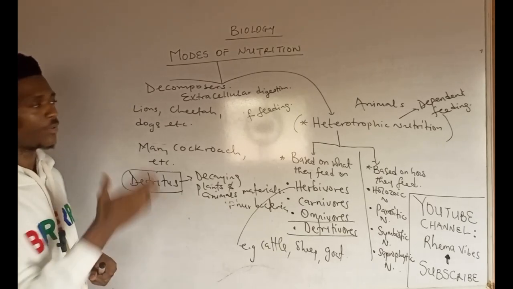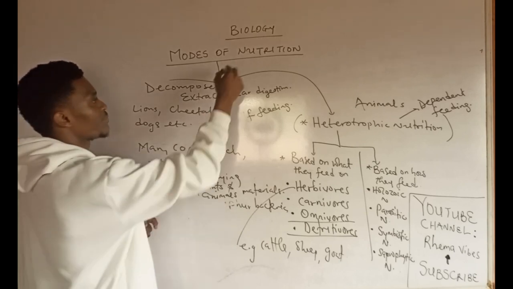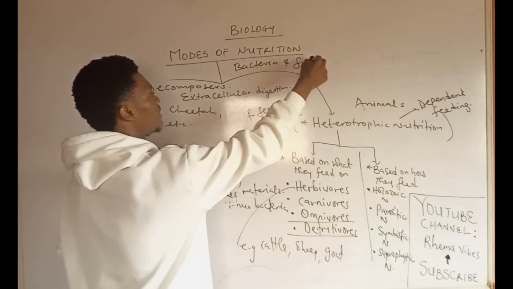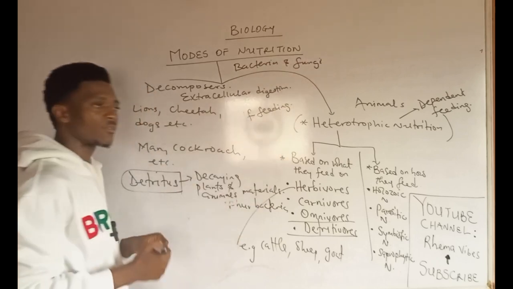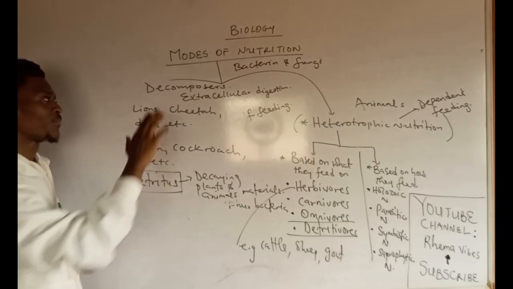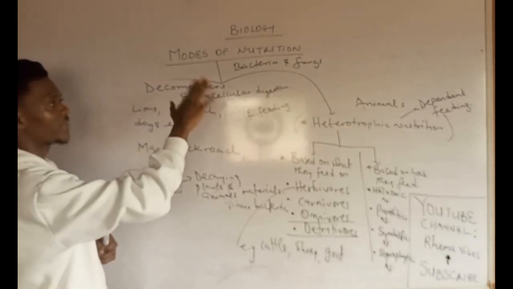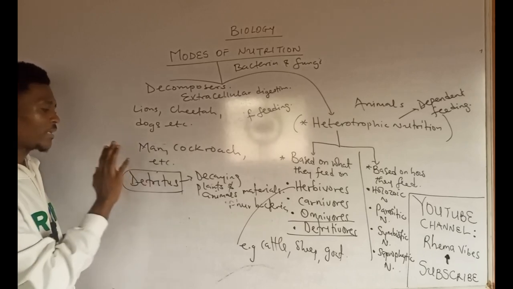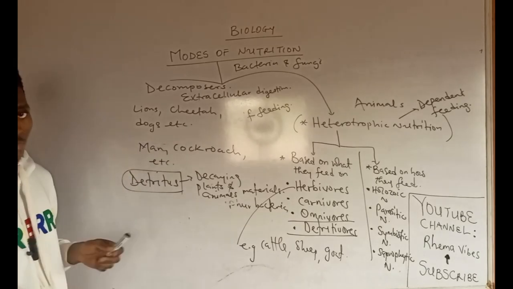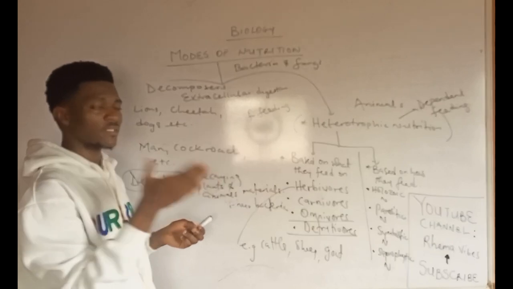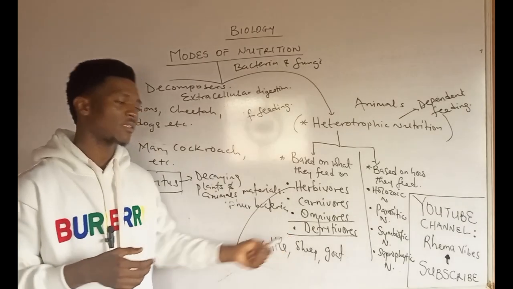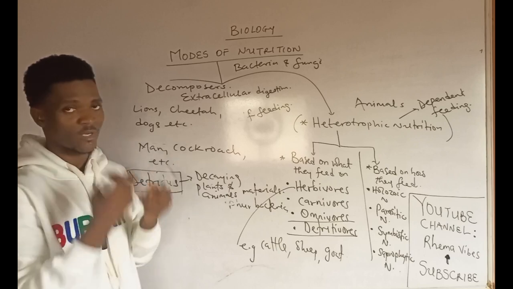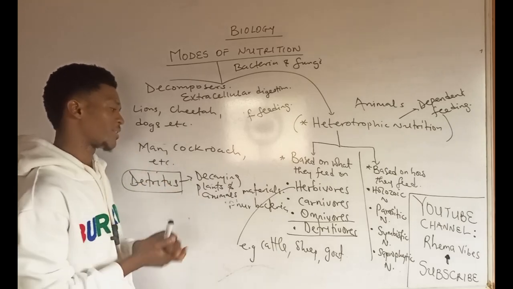And classical examples of decomposers are bacteria and fungi. Any other organism that feeds on decaying organic matter that does not fall under bacteria and fungi is simply positioned under the detritivores. So the difference between decomposers and detritivores is that detritivores have a mouth that they use to ingest these food materials, that is, the decomposing food materials.